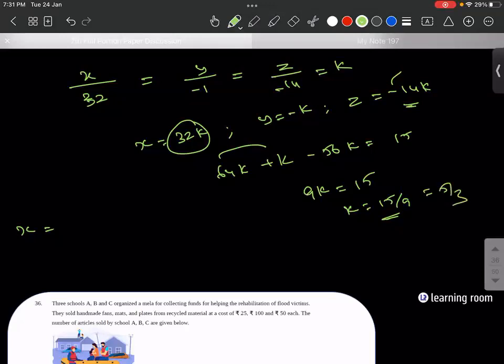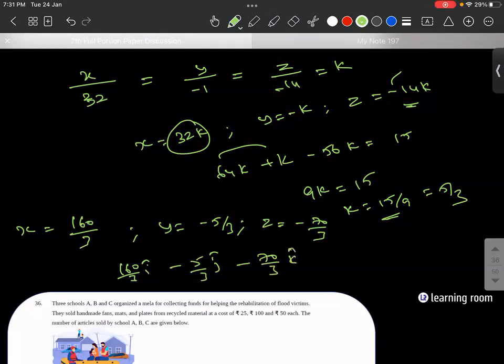Can I write it as 5 by 3? So 32 into 5 is 160 by 3. y will be minus 5 by 3 and z will be minus 70 divided by 3. Okay. So the answer is 160 by 3 i cap minus 5 by 3 j cap minus 70 by 3 k cap.